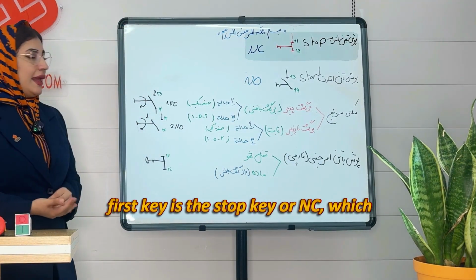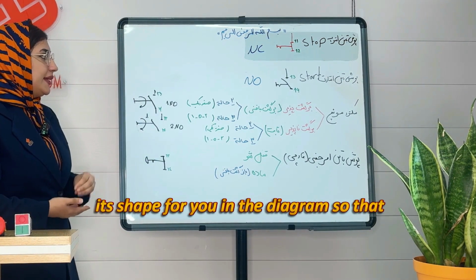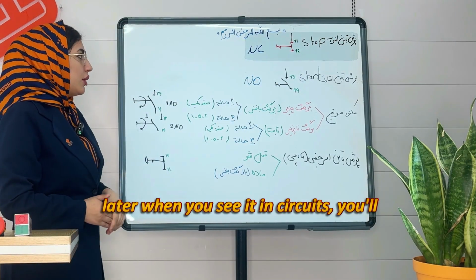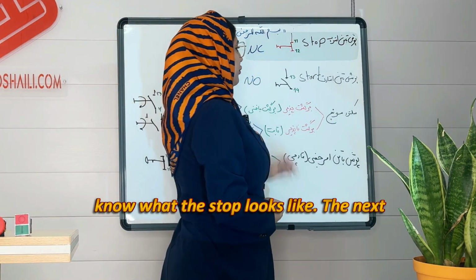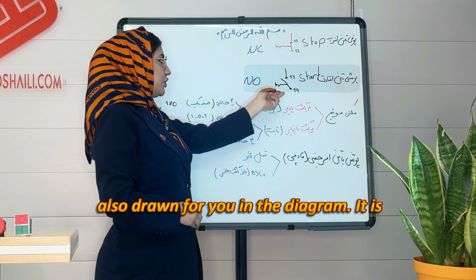Well, the first key is the stop key, or NC, which means normally closed. I've also drawn its shape for you in the diagram so that later when you see it in circuits you'll know what the stop looks like. The next one is the start. Its shape is also drawn for you in the diagram.